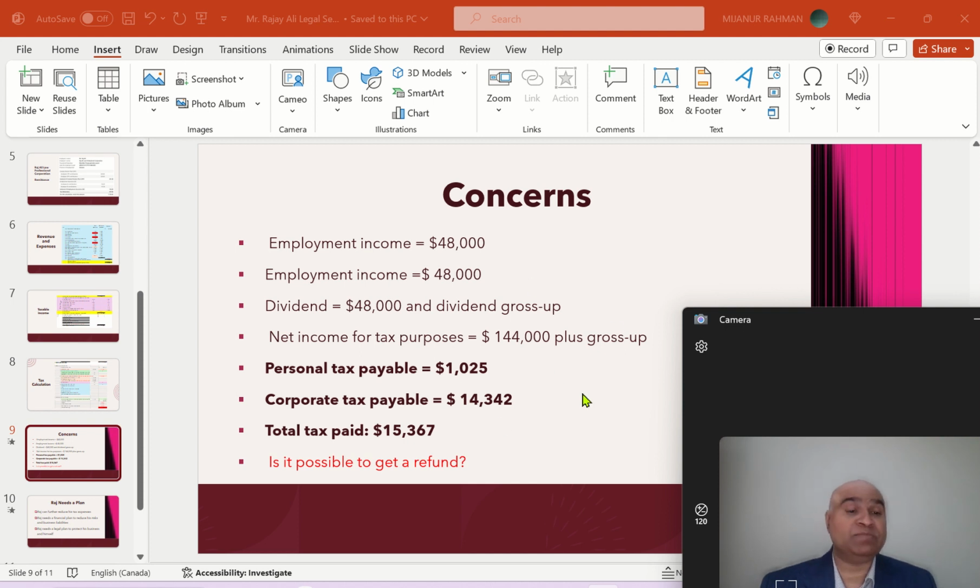By the way, this is Mijanur Rahman. Today is March 21st, year 2022, and this is the total taxable amount of tax he paid, $15,367, integrated with the personal, his T1 and T2.